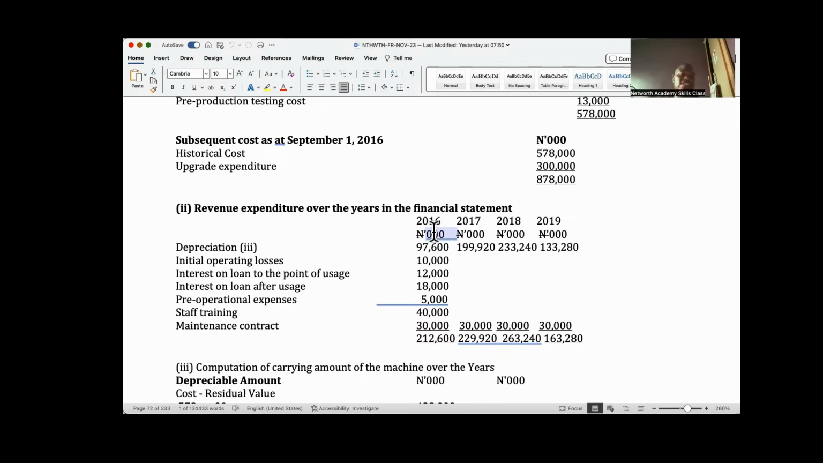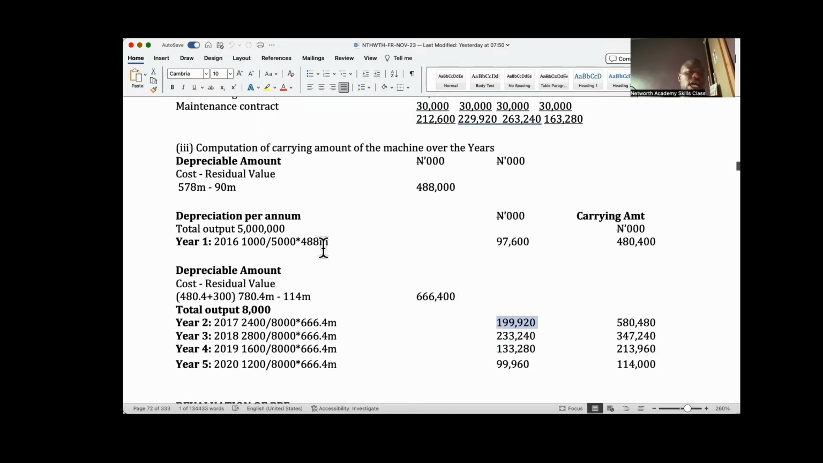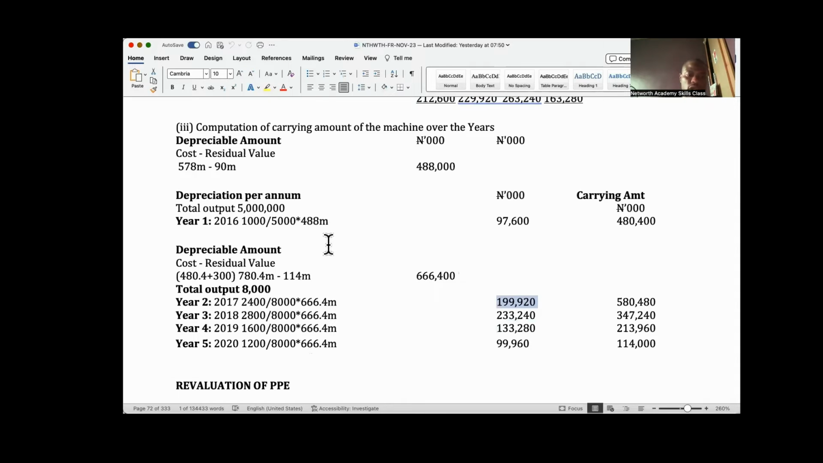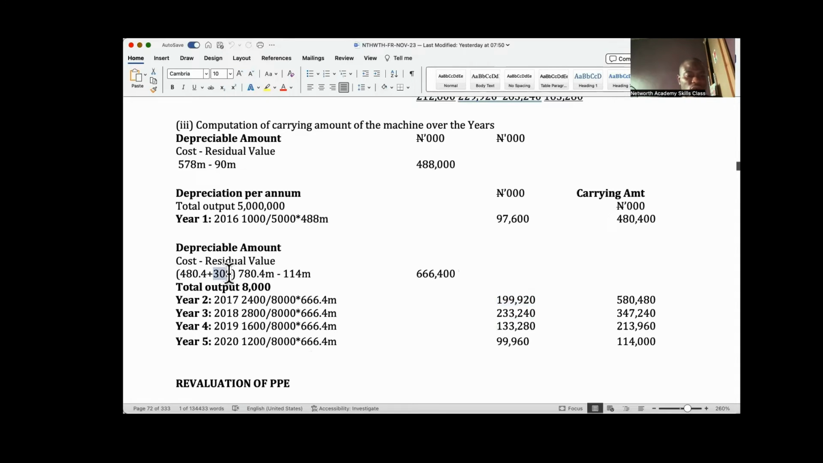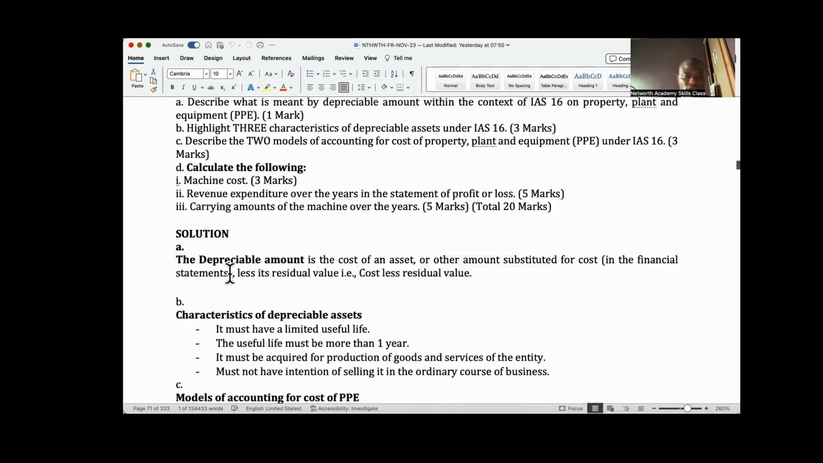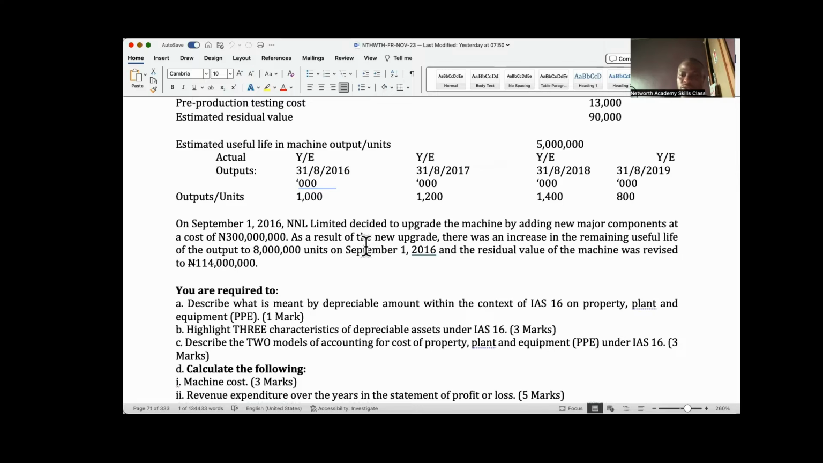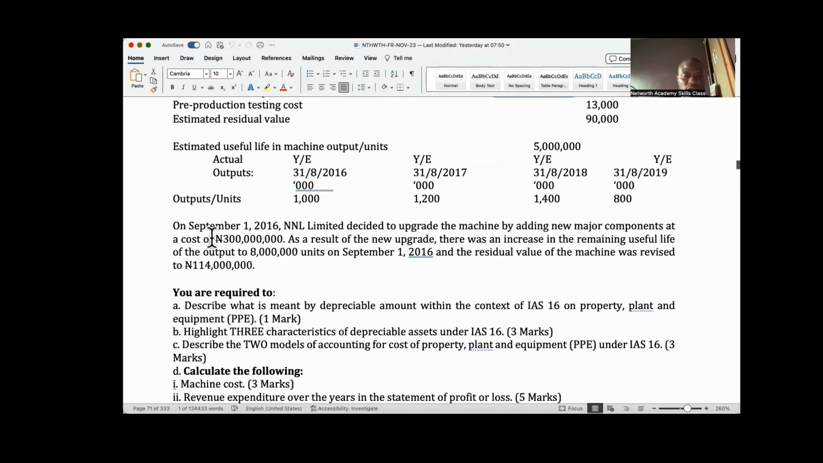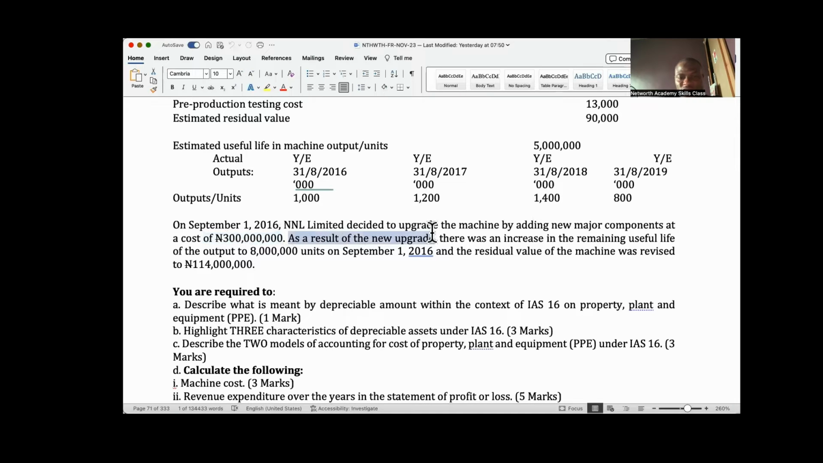Oh, the reason is because the total output doubled. When there was this additional cost of 300, the question told us, if you look at the question, that there was an upgrade. As a result of this new upgrade, the remaining useful life of the output increased to 8,000, or 8 million units.